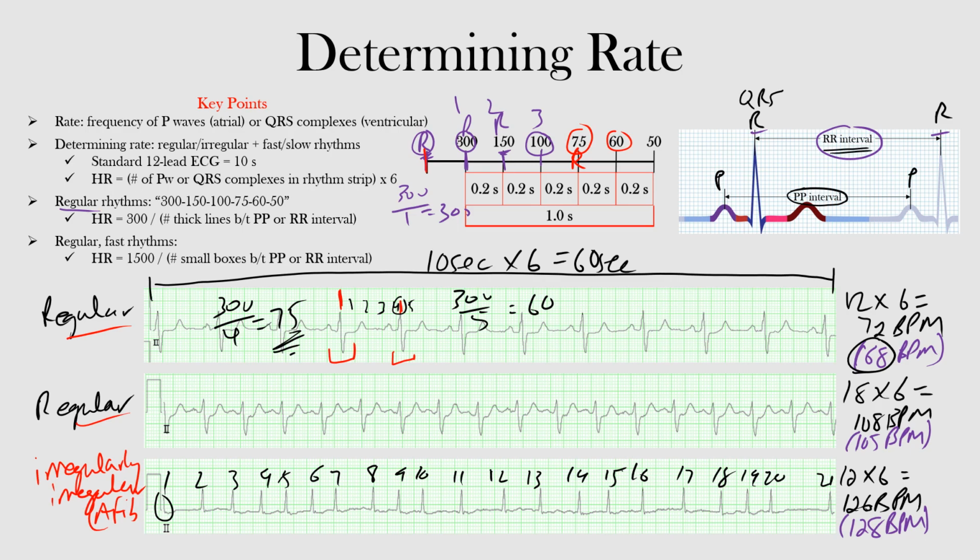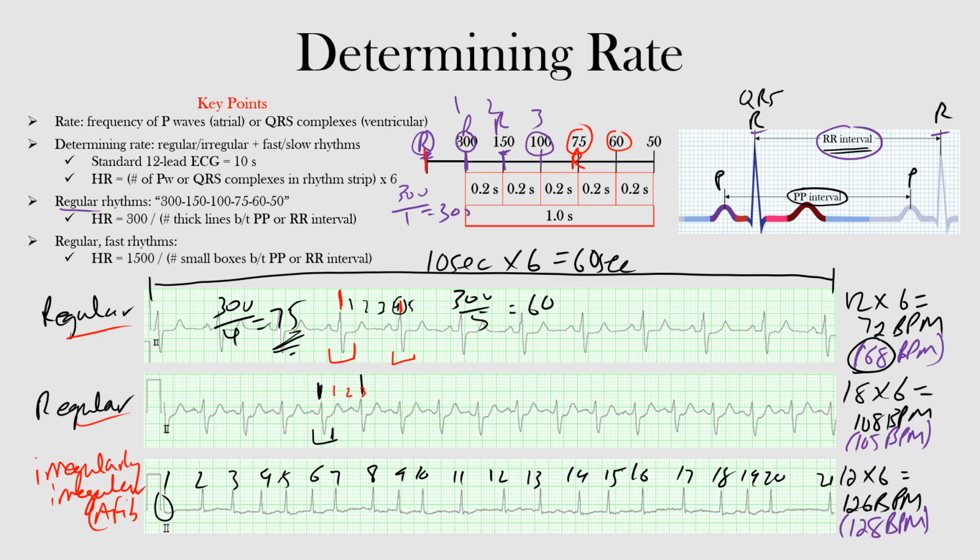Let's try the next one. So what we're going to do here is find an R wave that falls on one of those thick lines. Okay, so let's use this one here. Here's an R wave falling on this one. All right, find the next R wave, which is this point here. So what we'll do is now count the number of thick lines between them. 1, 2, and it falls on the third one.